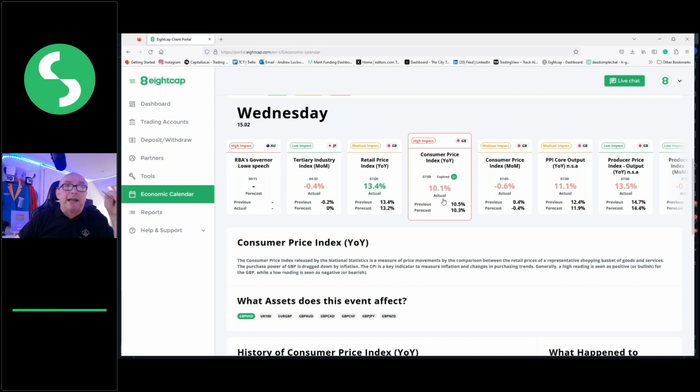But what's important here? Same type of picture. The forecast was 10.3 and the previous was 10.5. So it's basically showing us that inflation is coming down faster than the markets are expecting. Okay, and that basically means if inflation is coming down faster than it's expecting, it means that the UK central bank, the Bank of England, is less likely to be that aggressive on its rate hiking cycle.